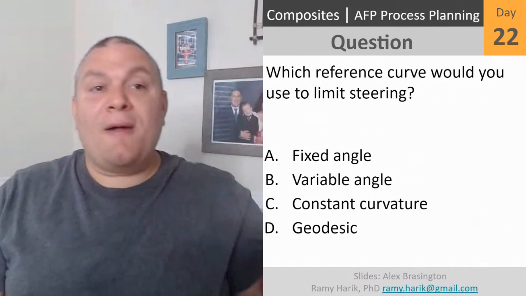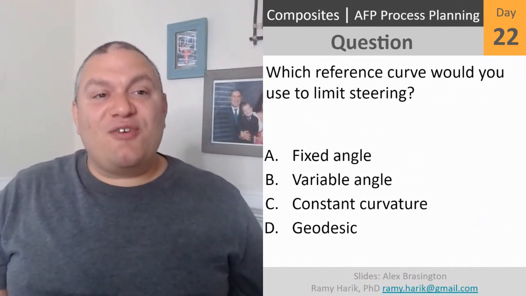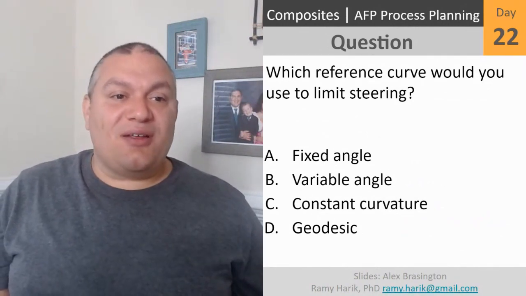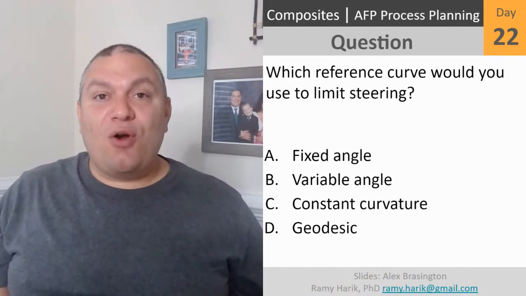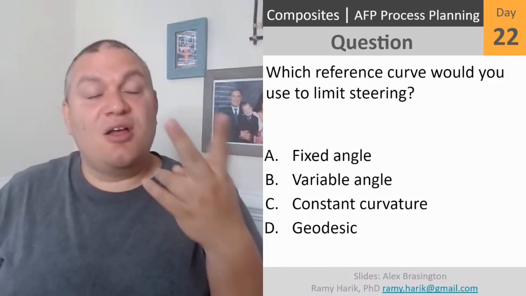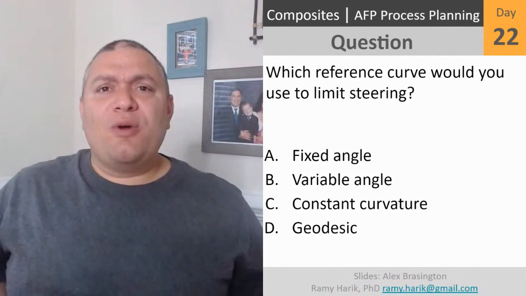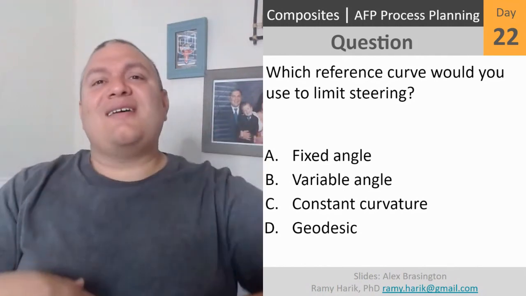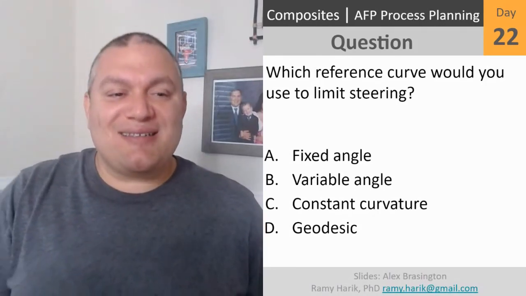All right, so let's go ahead and start with the first question for the day. Which reference curve would you use to limit steering? If you remember, as we have described a little bit before, we talked about 4 elements. We talked about constant or fixed angle. We talked about variable angles, constant curvature, and geodesic. Which one do you think will not have any steering or any puckers if you wanted to minimize this defect?